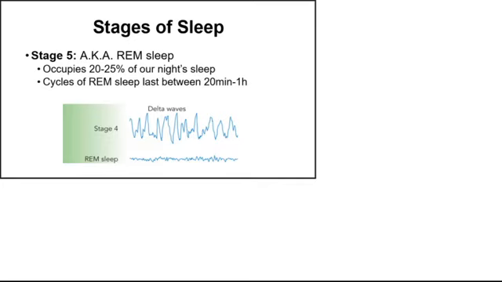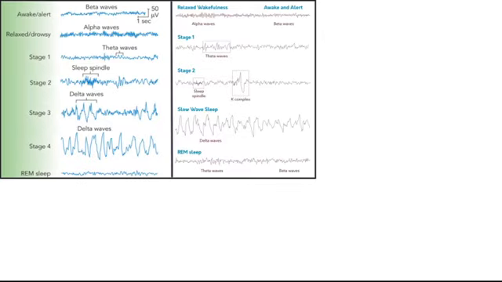But the cool part is if you look at the difference here from our stage 4, so that deepest point that we got down to, our REM sleep looks almost really familiar. So if we hop to our sort of full stack of all of these, our REM sleep looks an awful lot like awake and alert. And in fact, it's almost indistinguishable in terms of brain waves from being awake and alert.